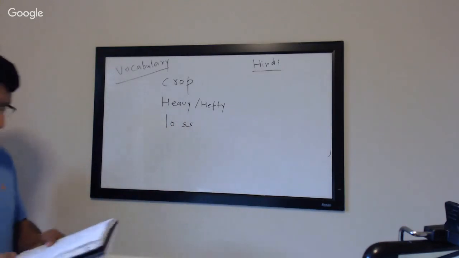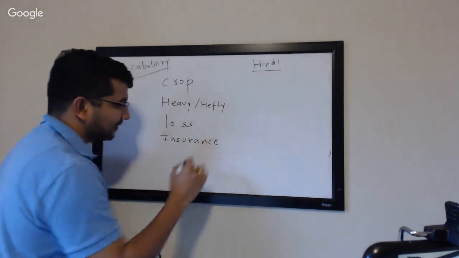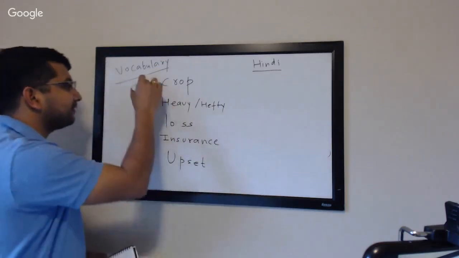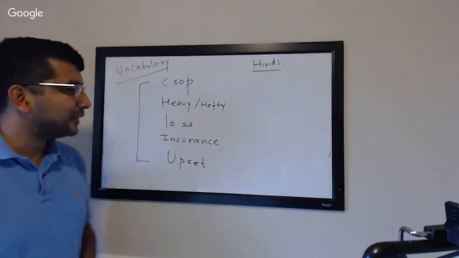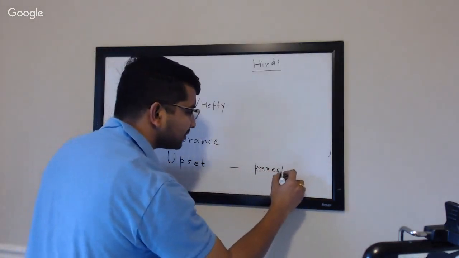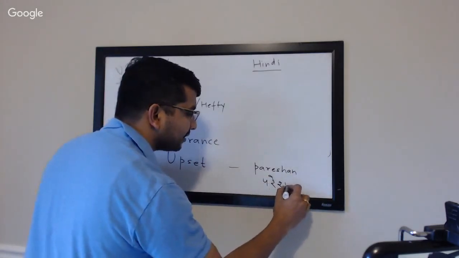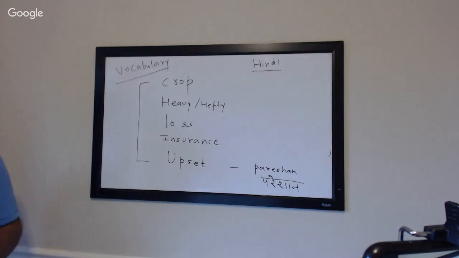Okay, next one is insurance, and fifth one I have is upset. Upset, we've already covered it. So these are the 5 new vocabulary words we will be learning in Hindi today. Upset is pareshan, and the way you write it is pa, re, sha, and pareshan. The rest of the 4 probably are new to you. So for those of you who are already familiar, definitely give it a try. Don't worry about the order.